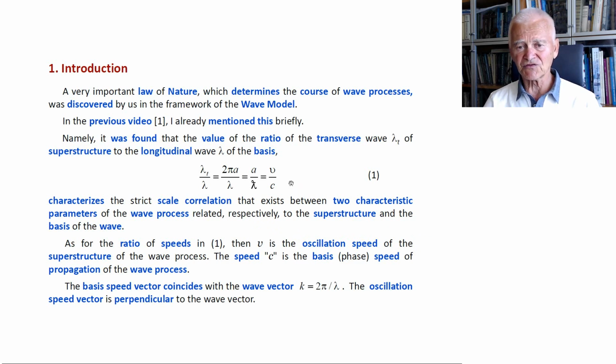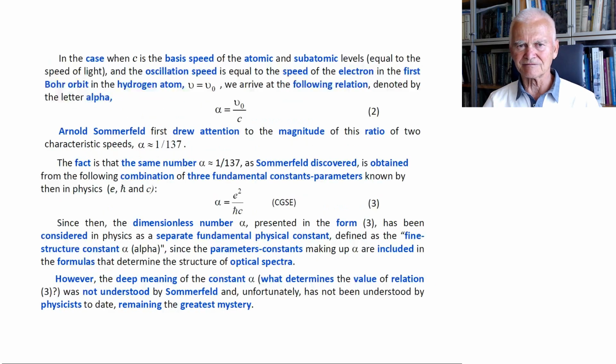As for the ratio of speeds, v is the oscillation speed of the superstructure of the wave process. The speed c is the basis phase speed of propagation of the wave process. The basis speed vector coincides with the wave vector k equal to 2π divided by lambda. The oscillation speed vector is perpendicular to the wave vector.